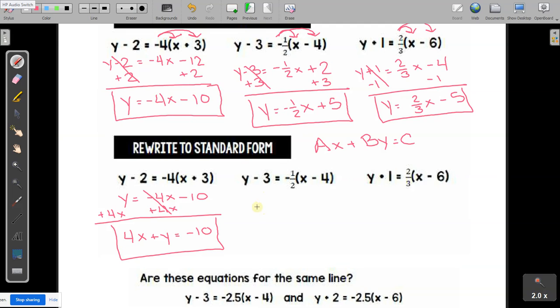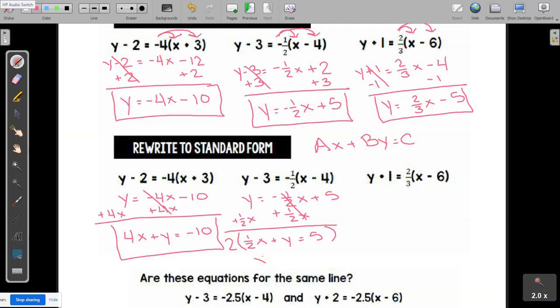Next one, we're going to piggyback from above and bring down our slope-intercept form. So y equals negative 1/2 x plus 5. Now we need to move our x over. So we're going to add 1/2 x to both sides. Cancels. We have 1/2 x plus y equaling 5. If you remember standard form, we cannot have fractions. So we have a 1/2 x. We have to get rid of the 1/2.